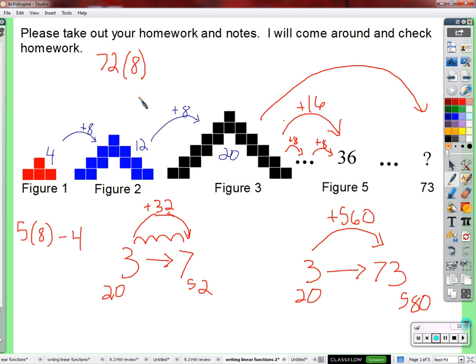If I go up to this figure, well, how much do the squares go up by? 16. But the number of the figure goes up by? 2. Well, 16 over 2 is still 8, just like if I just went from one figure to the next one.